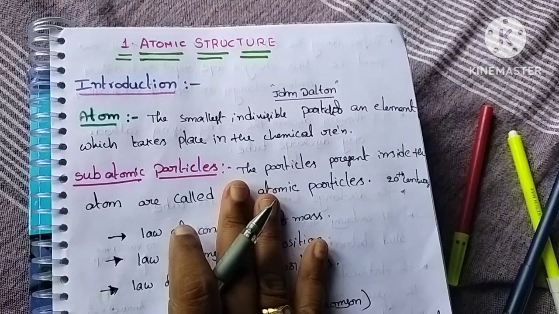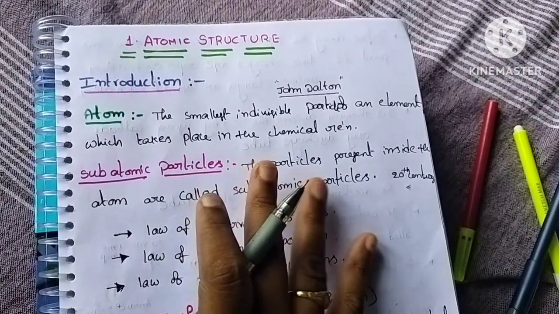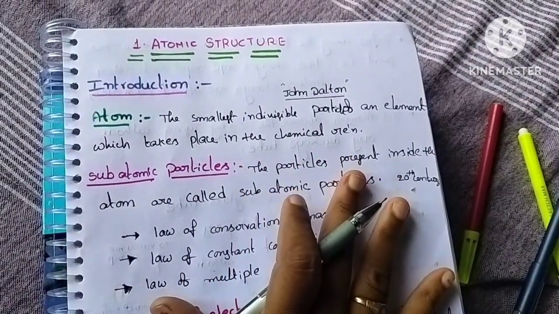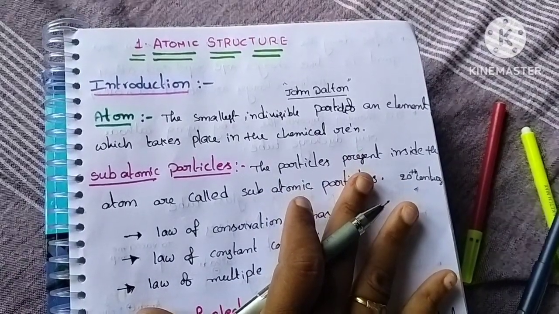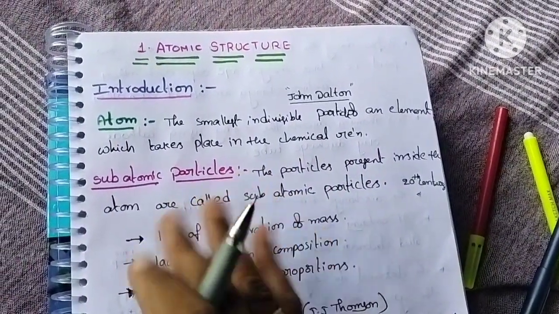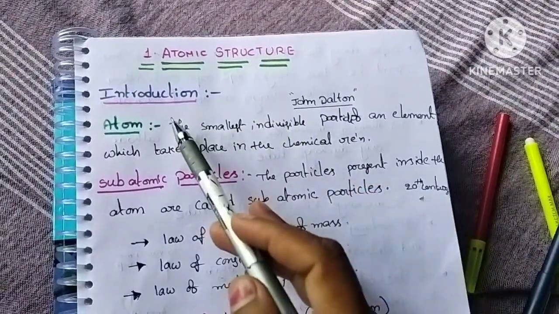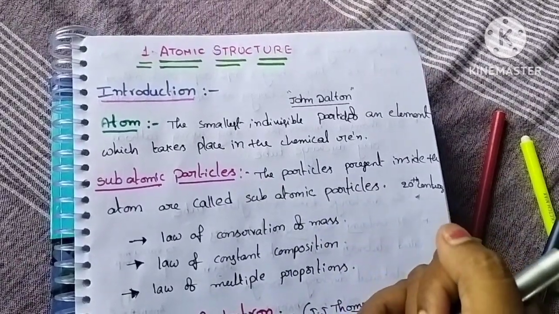So in today's video, I am going to discuss the atomic structure of intermediate first year. This is the first chapter of intermediate, that means junior inter. This is the first chapter, atomic structure. In today's video, I am going to cover the introduction part, subatomic particles, and also the discovery of electrons.